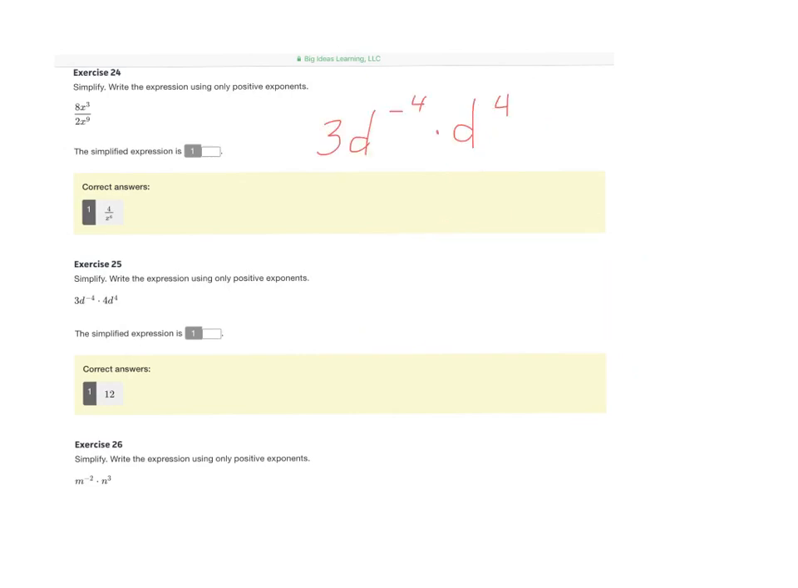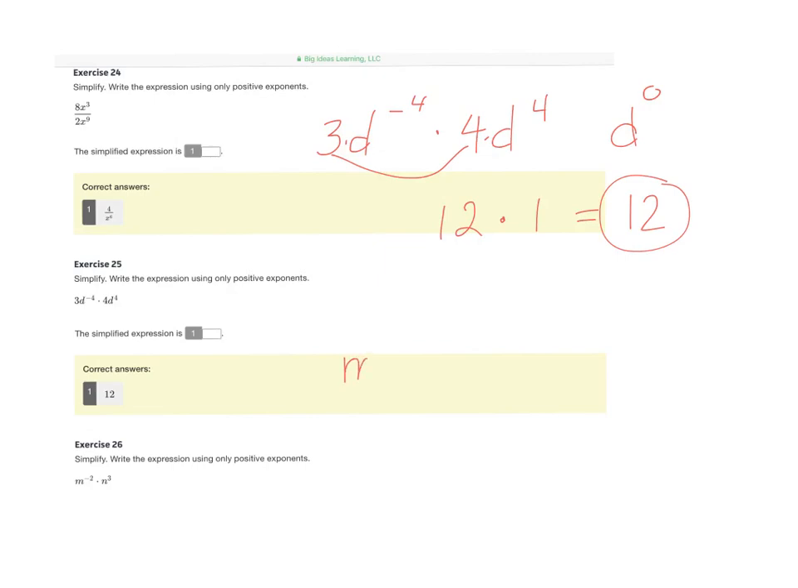On this one I've got 3d to the negative 4th times 4d to the 4th. We're multiplying, everything is multiplied up here. So 3 times 4 is 12. Now if we're going to do d to the negative 4th times d to the 4th, we're going to add those exponents. So that's going to be d to the negative 4 plus 4, which is 0. And anything to the 0 is 1. 12 times 1 is 12.